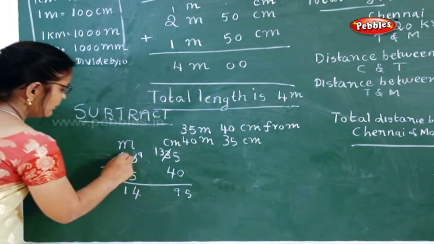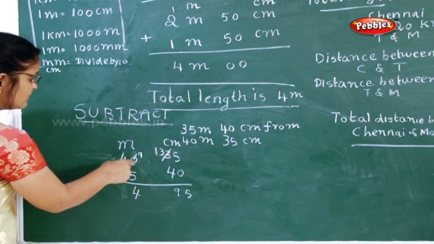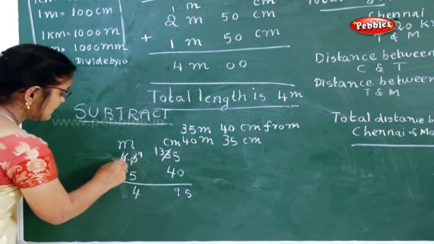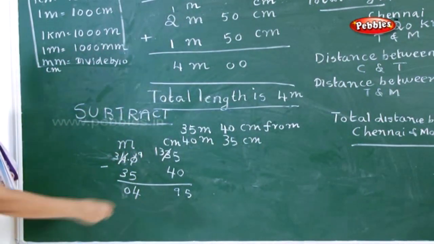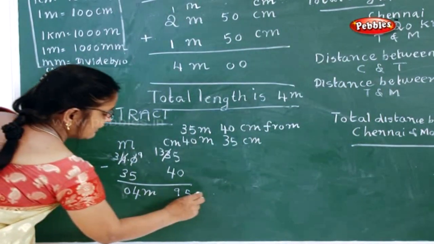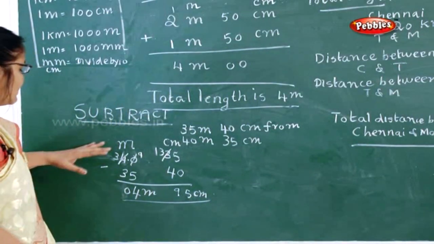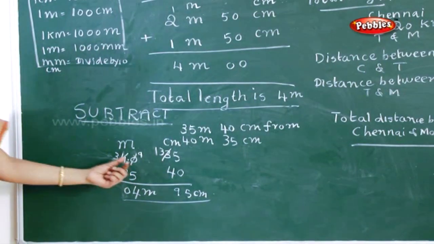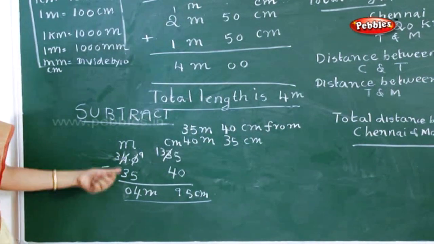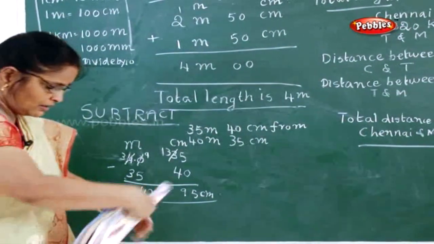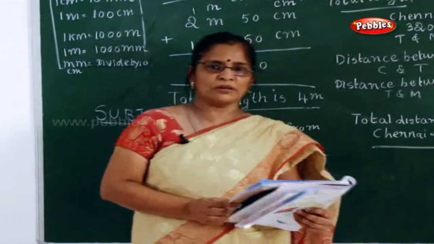I'm sorry, they have borrowed here. See, what you have to do is, they have already borrowed from here. This is 40, so they have borrowed. So this will become 3. So 3 minus 3 is 0 only. I'm sorry. Now what you have to do? You have to write 4 meter and 95 centimeter. See, when you do borrowing sums, you have to be very careful. So when you are borrowing from here, this 4 will come to 3, and so 3 minus 3 is 0. So you will write 4 meter and 95 centimeter. This is how you have to do the subtraction sum.